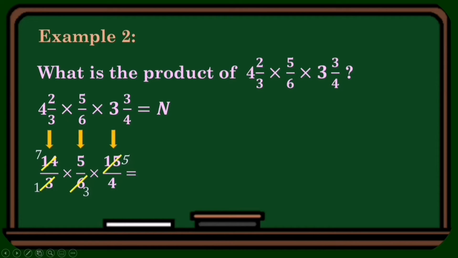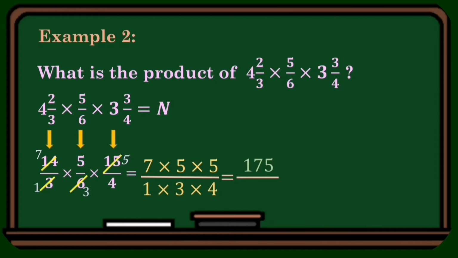And then multiply all the numerators. We have 7 times 5 times 5 equals 175. And then multiply also the denominators. We have 1 times 3 times 4. The answer is 12. Okay? Our answer is an improper fraction. So we need to rename it as a mixed form. So we divide the numerator by the denominator. Okay? So 175 divided by 12.